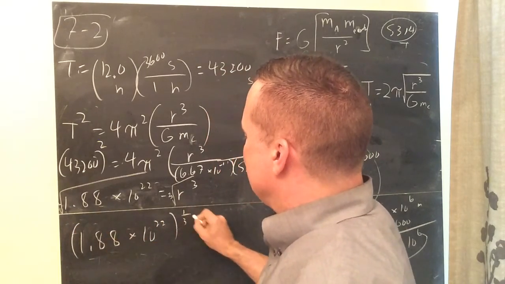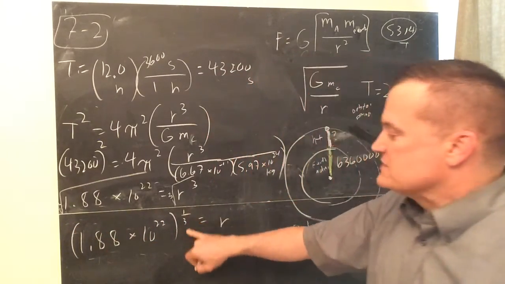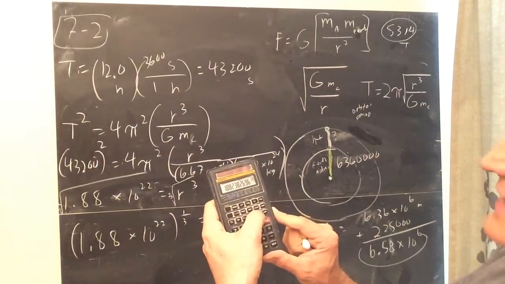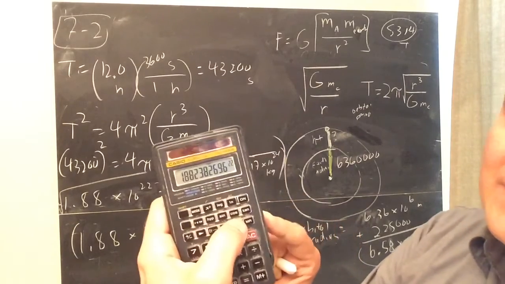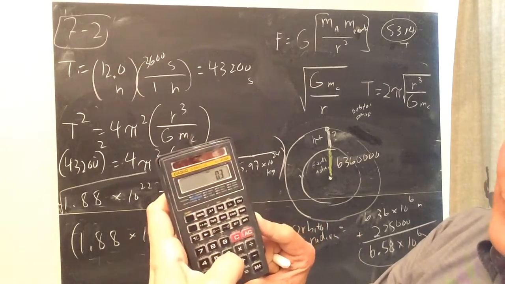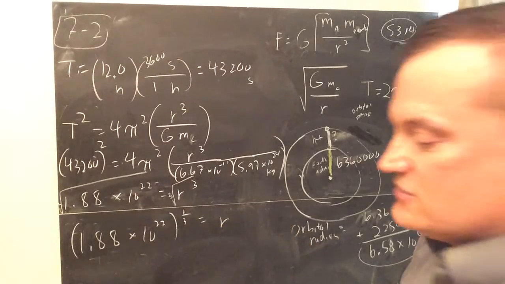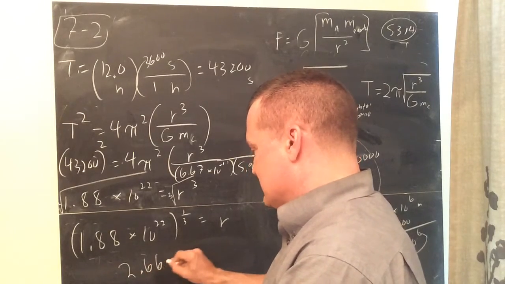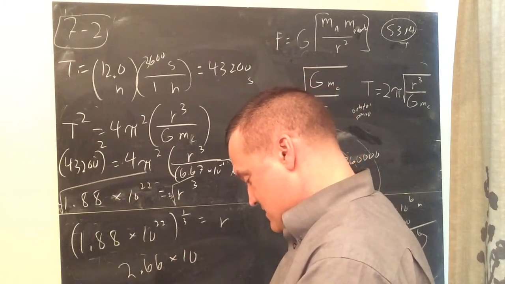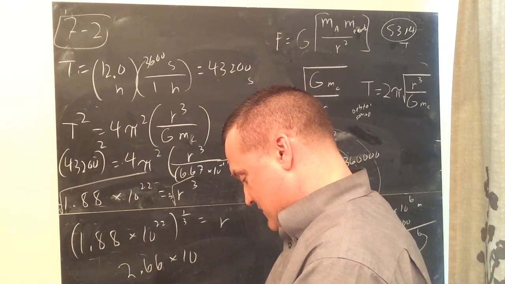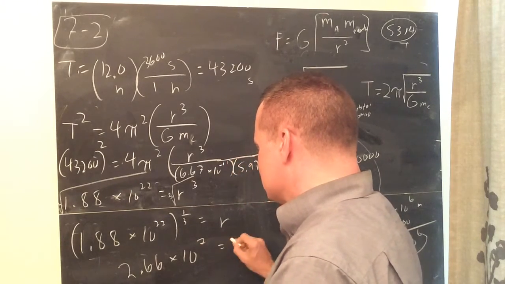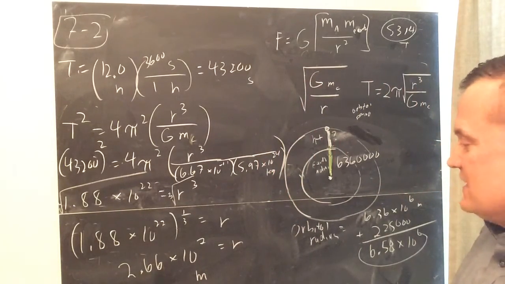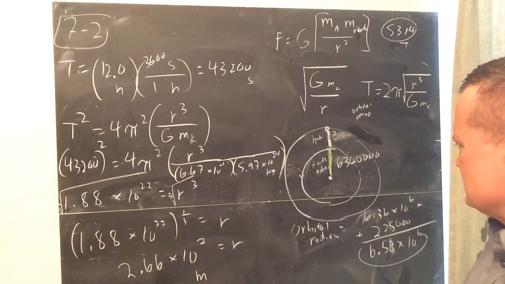Raise it to the 1/3 power, and that will be r, which is 0.333. On my calculator, I just go x to the y, take that number, 1.8810 to the 22nd, x to the y, 0.3333, okay? And you get a very big number still. It's 2.66 times 10 to the 7th. 10 to the 7th is the radius, and that will be meters. 2.66 times 10 to the 7th meters.